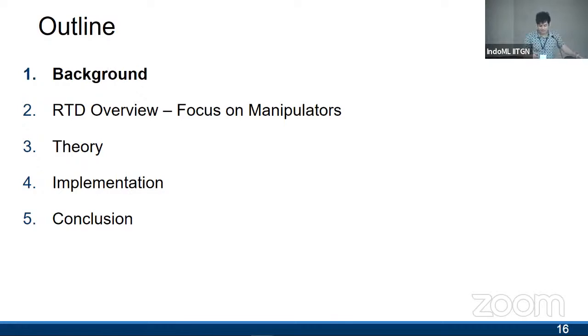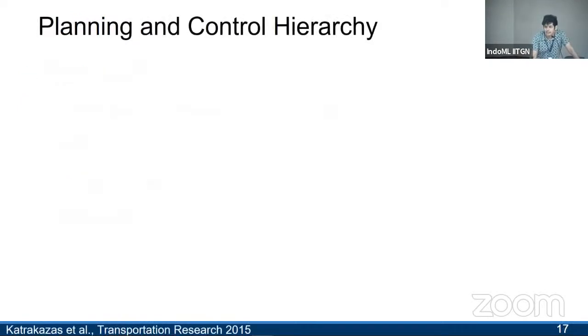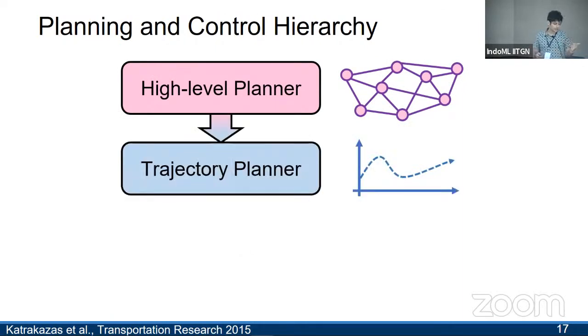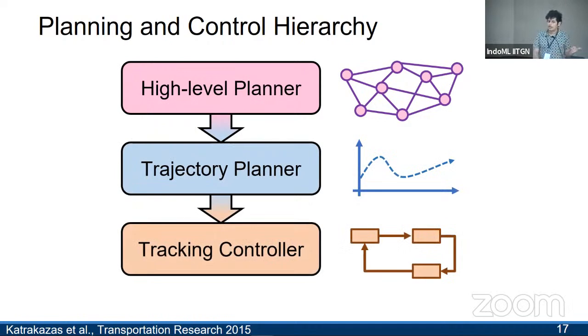So, again, as I mentioned, planners and controllers like to break problems down into pieces. In fact, they typically break the problem down into three pieces. One is called a high-level planner, the other is called a trajectory planner, and the lowest level is called a tracking controller.